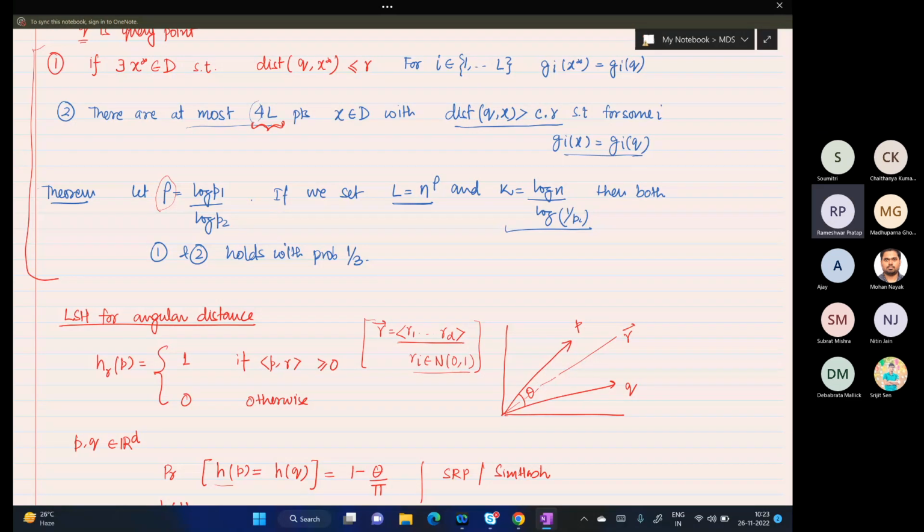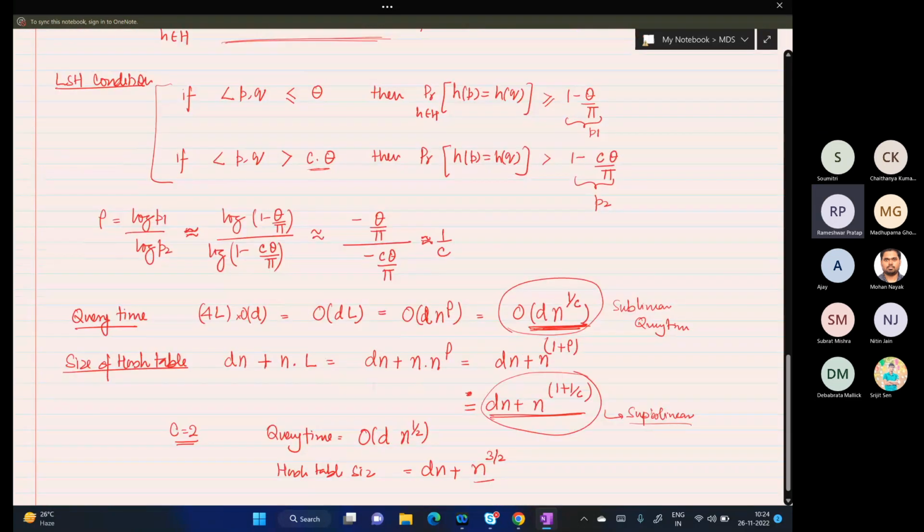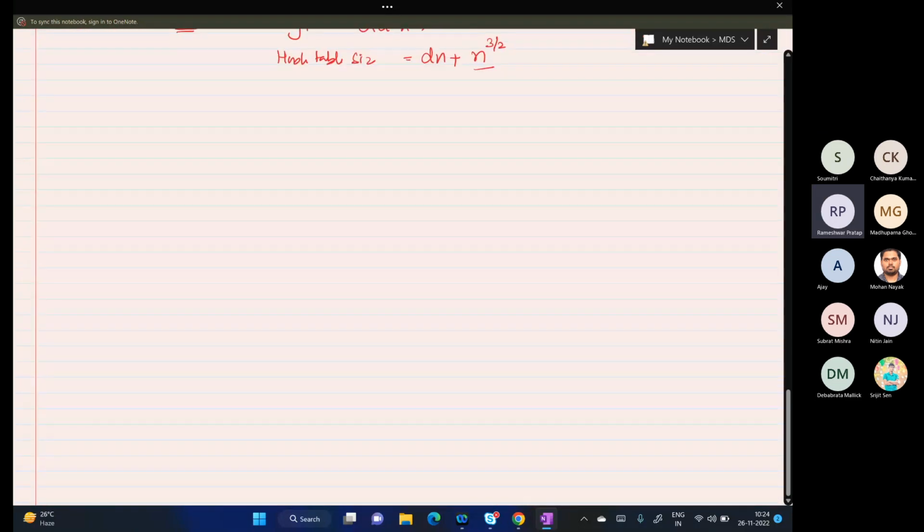Any questions on this? Okay, so we'll see one more example of LSH, that is LSH for Euclidean distance.